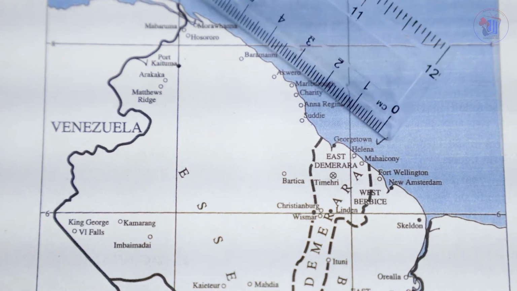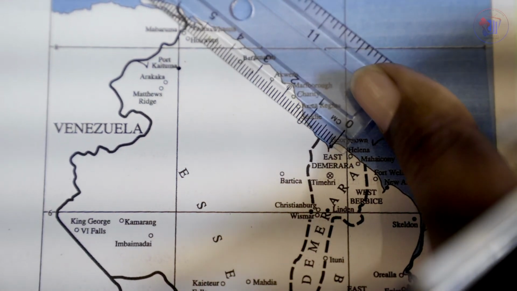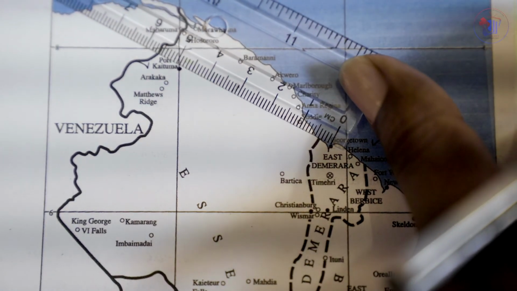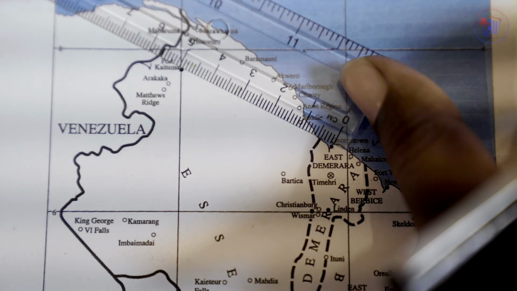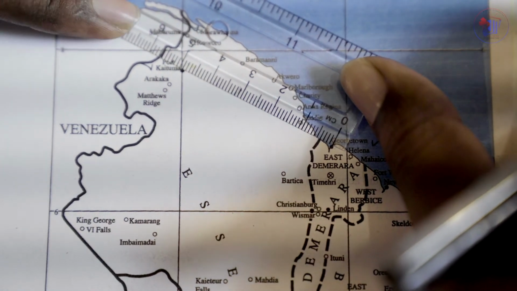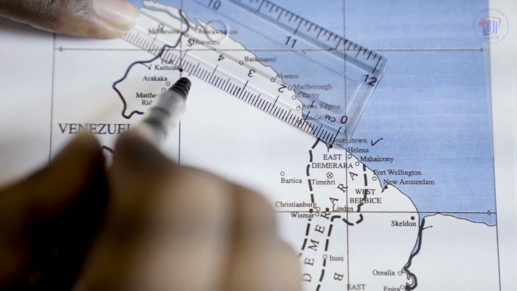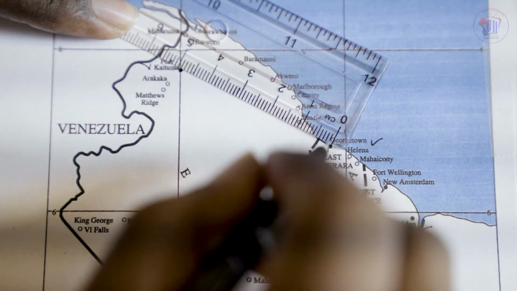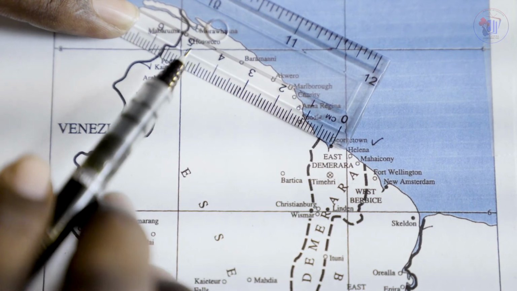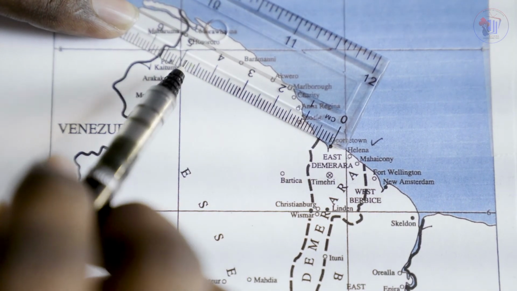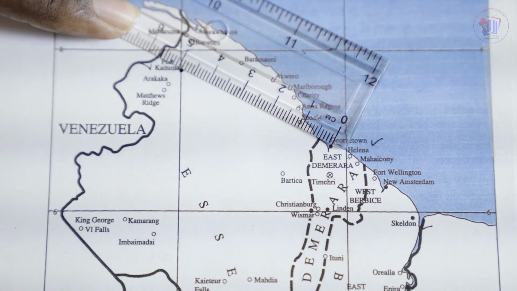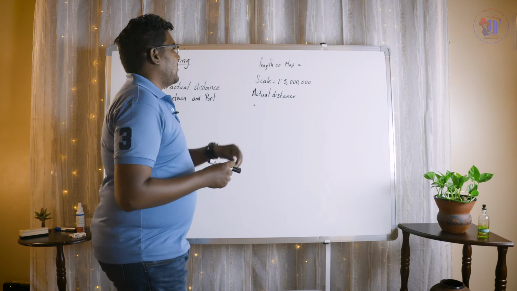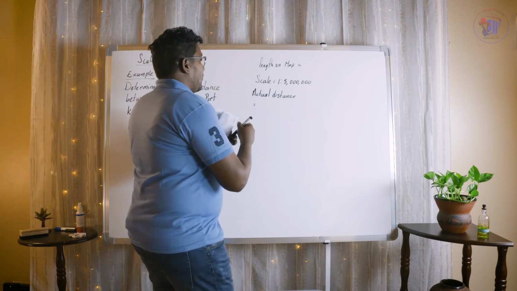So let's measure. We put our ruler at 0 at Georgetown, and then we go to Port Kaituma, and if you notice, it is 4.5, 6, 7, 8, 9, so it's 4.9. So the distance from Georgetown to Port Kaituma on the map is 4.9 centimeters. So from the map, we found that the length is 4.9 cm.